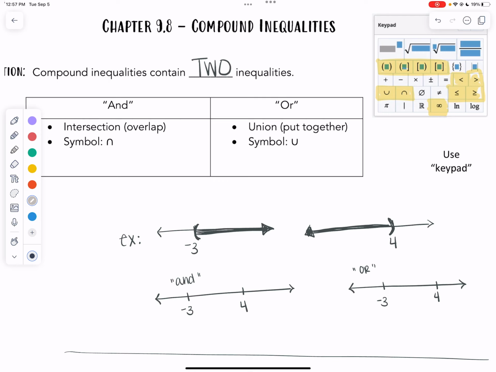Hey guys, so I wanted to make a video going through the last couple examples in the 9.8 notes with compound inequalities. So there's going to be two types of questions: and questions or or questions. With and, I am looking for the overlap, or the intersection. With or, we're looking for the union, which is the fancy math word, or when we combine them or put them together. So before we jump into the actual examples from the notes, I wanted to do a couple just so you could see the difference between and or.